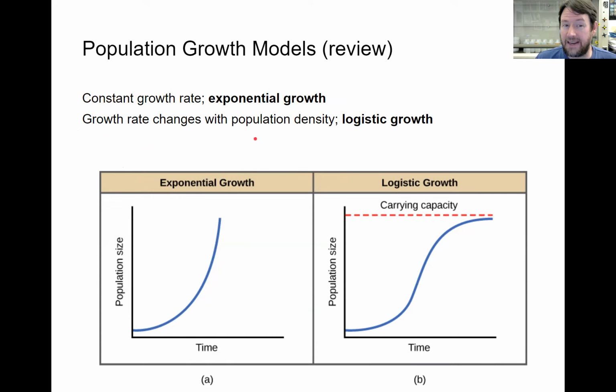The model where the growth rate changes as the population density increases would be called logistic growth. And so it starts out on this exponential trajectory, but then over time that growth rate slows until the population reaches the carrying capacity, which is the biggest population an environment or an ecosystem can sustain indefinitely.